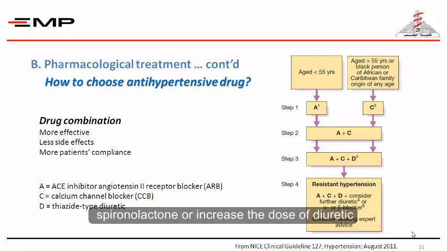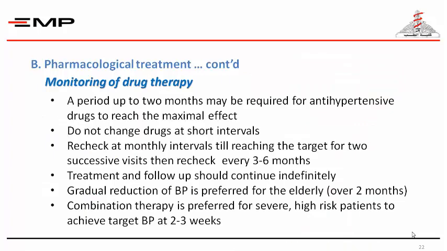If the age of the patient is above 55 years, or a black person, or of African Caribbean family origin of any age, we will start with calcium channel blockers. Better to start with calcium channel blockers. Not effective, add step 2, add angiotensin converting enzyme inhibitors or ARBs. If not effective, add diuretics, and the same if we have resistant hypertension. So this is how to initiate therapy for a newly diagnosed patient with hypertension.